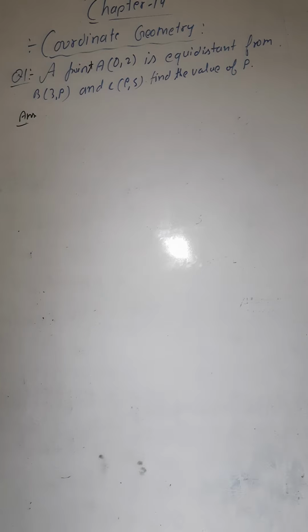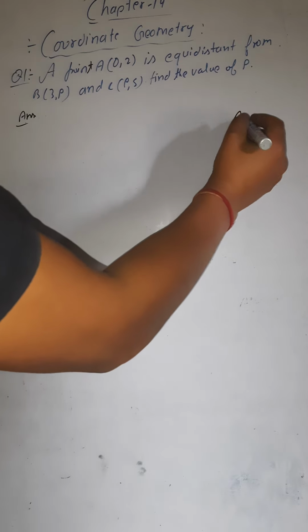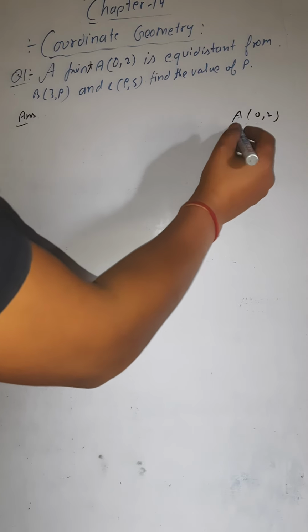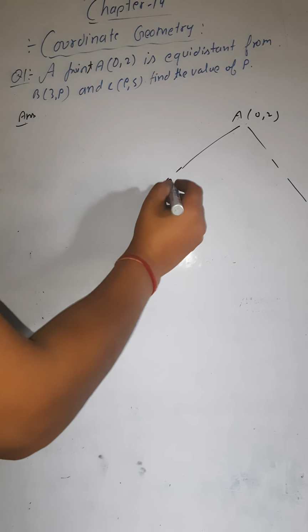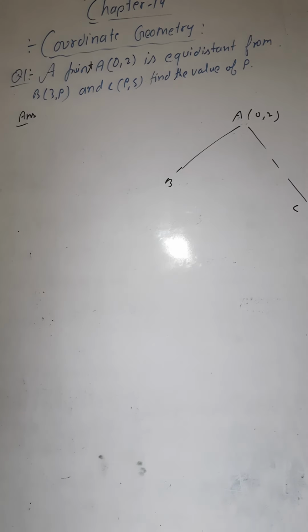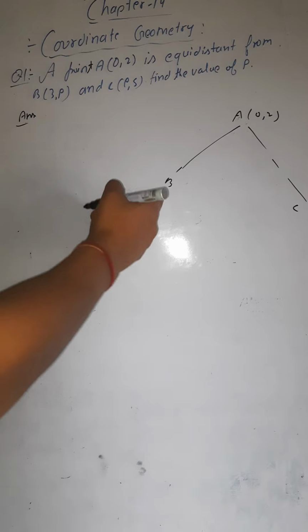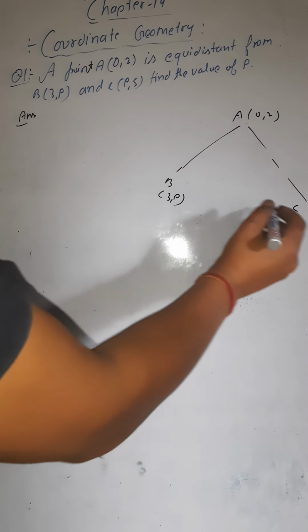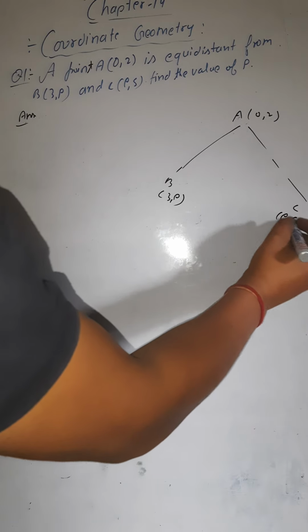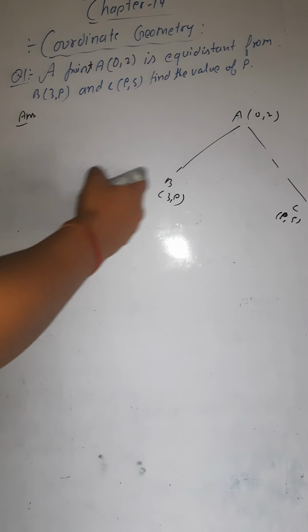Question number one is: a point A (0,2) is equidistant from B (3,p) and C (p,5). Let's say you have a point A here that is (0,2), and now you have two points somewhere. Let's say here you have point B and here you have point C. The coordinates of point B have been given to you as (3,p), and the coordinates of point C are (p,5). These are the coordinates of A, B, C.